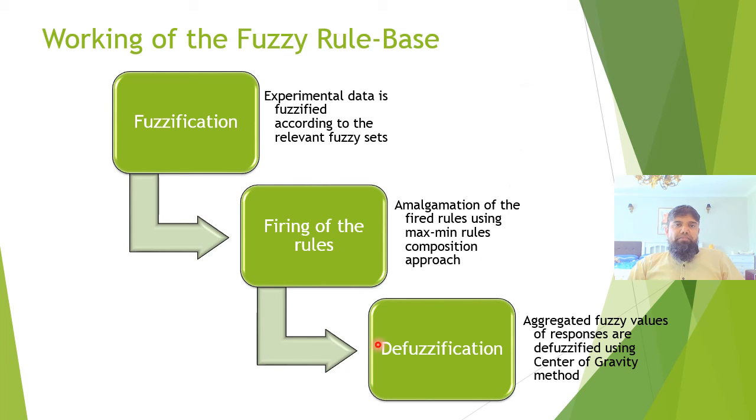In the final step, the resulting fuzzy value of the response is defuzzified to the most appropriate numeric value by using the center of gravity method of defuzzification. The same procedure is repeated for the other two responses as well.